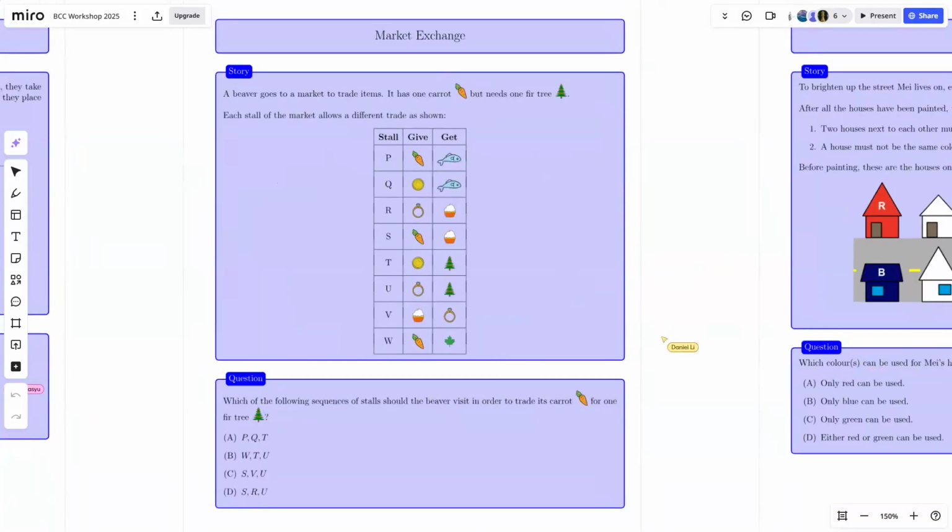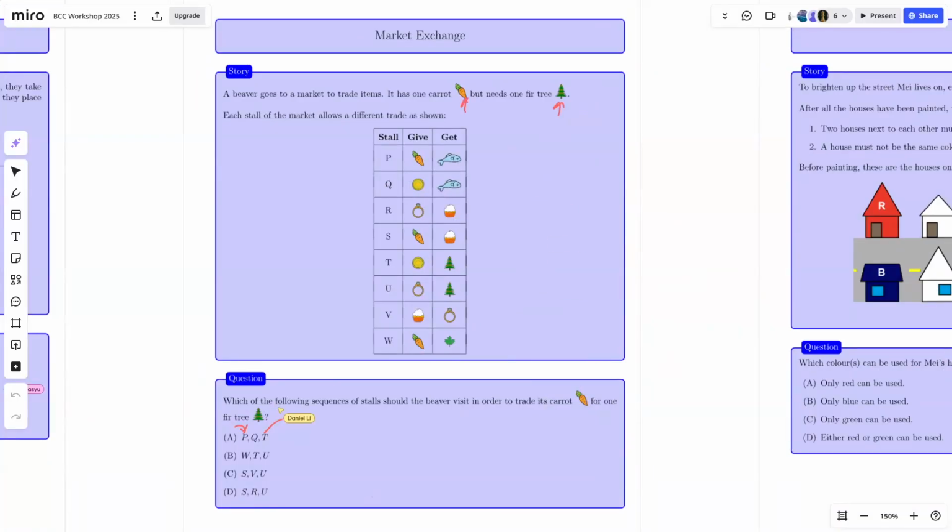Okay, market exchange. A beaver goes to market to trade items. It has 1 carrot but needs 1 fir tree. Each stall of the market allows a different trade as shown. They give you all of these stalls. Basically, it's what you give and what you can get out of each one. And the problem asks, which of the following sequences of stalls should the beaver visit in order to trade his carrot for 1 fir tree?